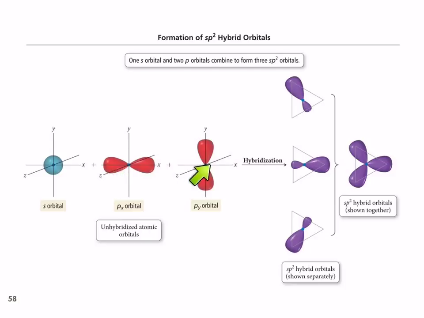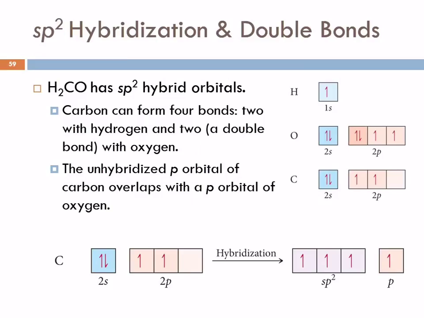So if you take an s and 2 of the p orbitals and combine them, you get this similar drumstick looking shape. But the orientation now is trigonal planar, because there's 3 of them, and they're going to be oriented in a plane. Which makes sense, because these 2 make a plane. And then you average them with this one, and so you get 3 like this. H2CO has sp2 hybrid orbitals.